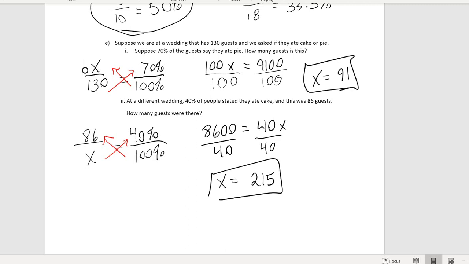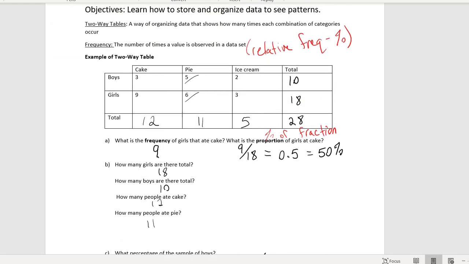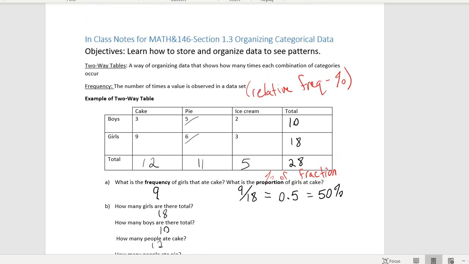All right, so that's what I wanted to show you guys, how to handle percentages and also how to read a frequency table. Now we're ready to move on to section 1.4.